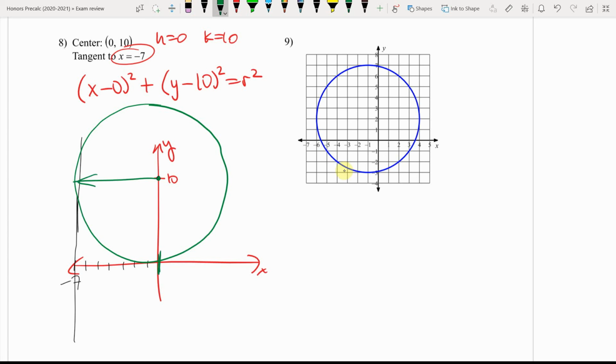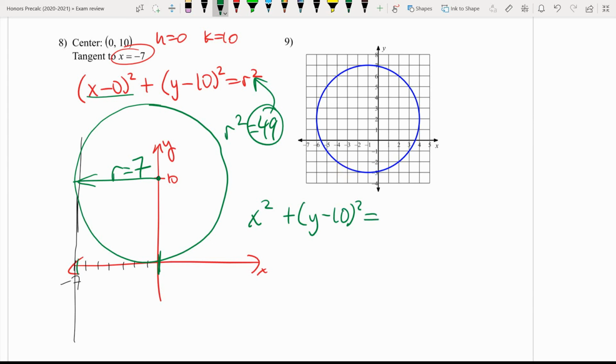But we're going from 0 to negative 7, so it looks like our radius has to be 7 to get to that tangent point. So that's pretty easy. If r equals 7, then r squared equals 49. So there's your number you put there, 49. And of course, you could rewrite this without the x minus 0. Best to write it as x squared plus y minus 10 squared equals 49 as your final answer.